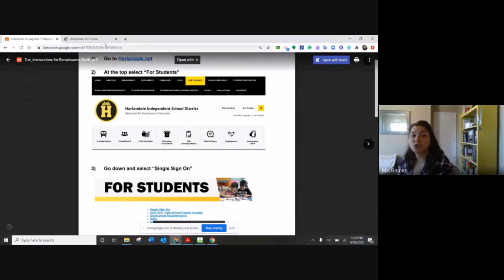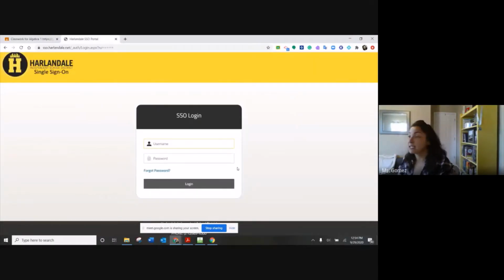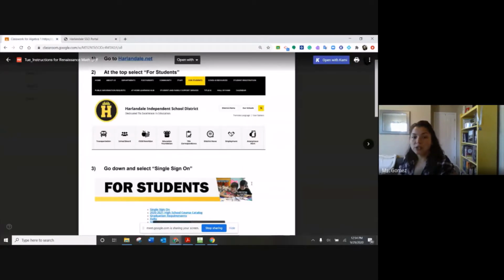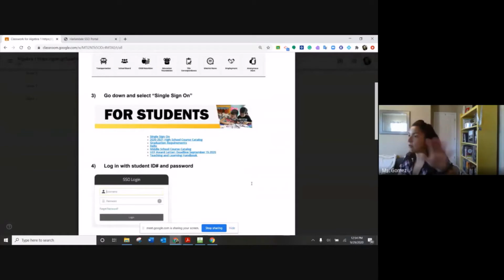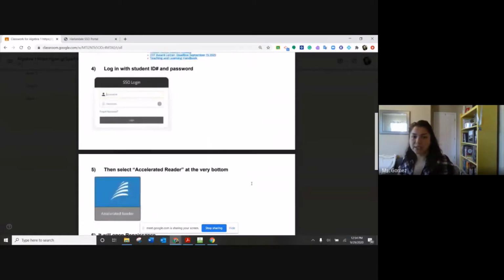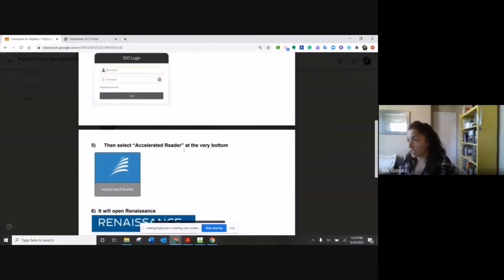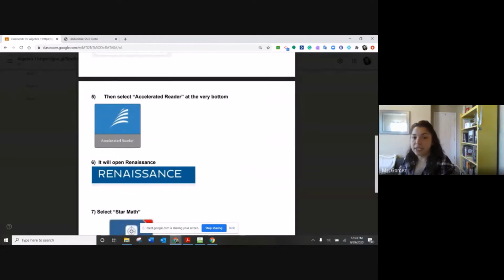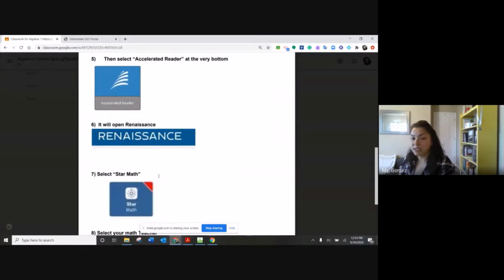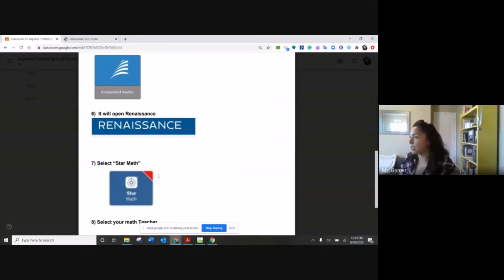click on For Students, and bring up your SSO login. And this is where you log in first. Once you do that, you're going to have a grid of a whole bunch of different applications. You're going to look for Accelerated Reader. Then it's going to open up the Renaissance website, and you pretty much saw the rest of how to get started on there.